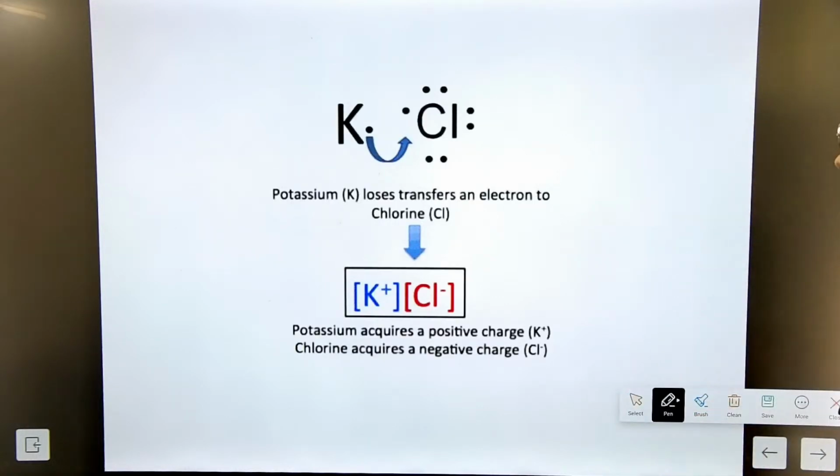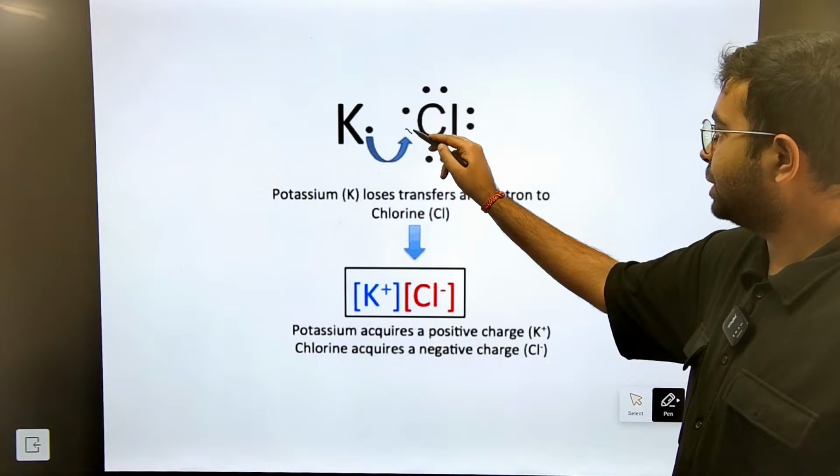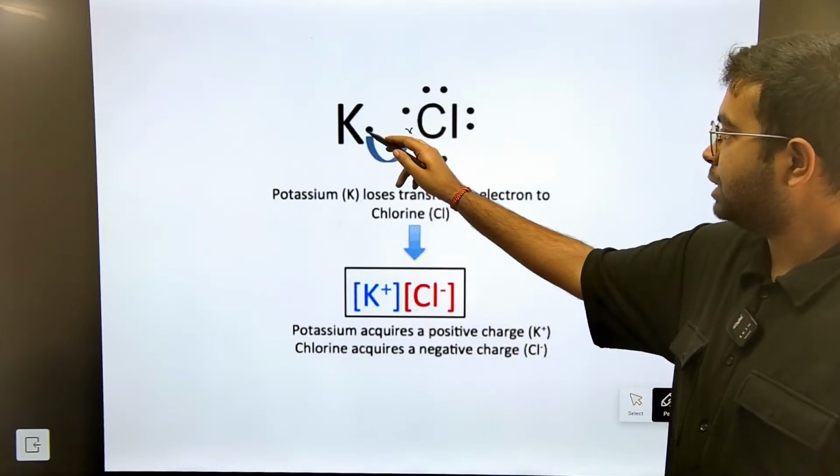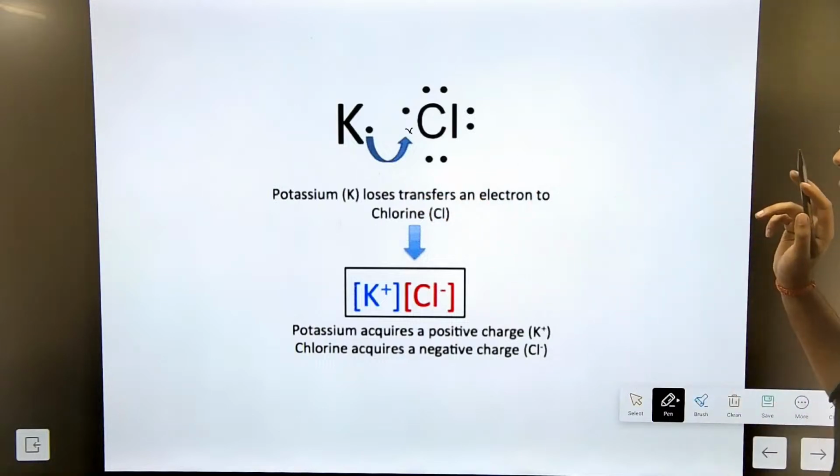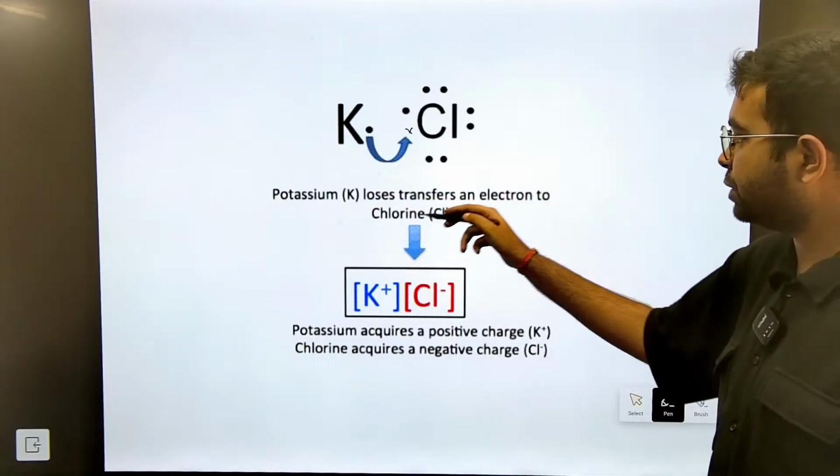डायग्राम में देख लो, क्लोरीन का 1 इलेक्ट्रॉन कम था यहाँ पे. Potassium had 1 extra electron. Potassium gave it to chlorine. Potassium loses 1 electron and transfers 1 electron to chlorine.